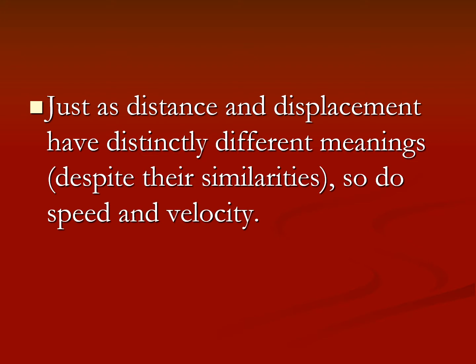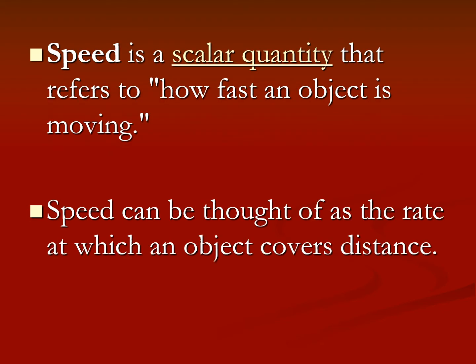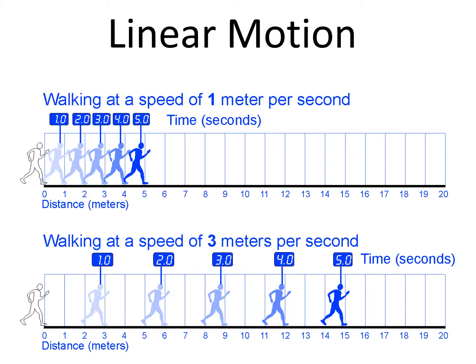Well, even though they're kind of similar, they're a little bit different, and so that's the same thing with speed and velocity. So speed is a scalar quantity. That means that when somebody tells you the speed, it's just a number, it's not going to tell you where you're going. So this is thought of as a rate at which an object moves.